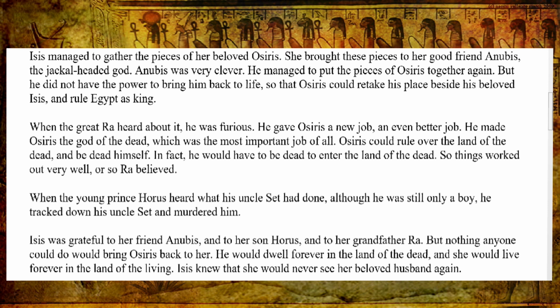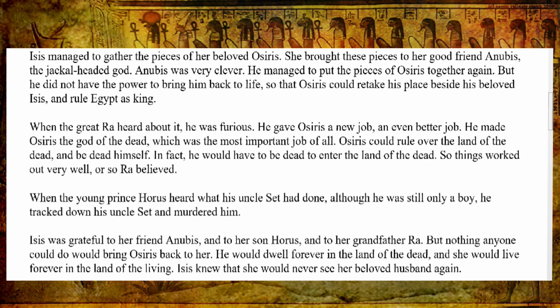Osiris could rule over the land of the dead and be dead himself. In fact, he would have to be dead to enter the land of the dead, so things worked out very well. Or so Ra believed. When the young Prince Horus heard what his uncle Set had done, although he was still only a boy, he tracked down his uncle Set and murdered him. Isis was grateful to her friend Anubis, and to her son Horus, and to her grandfather Ra. But nothing anyone could do would bring Osiris back to her.